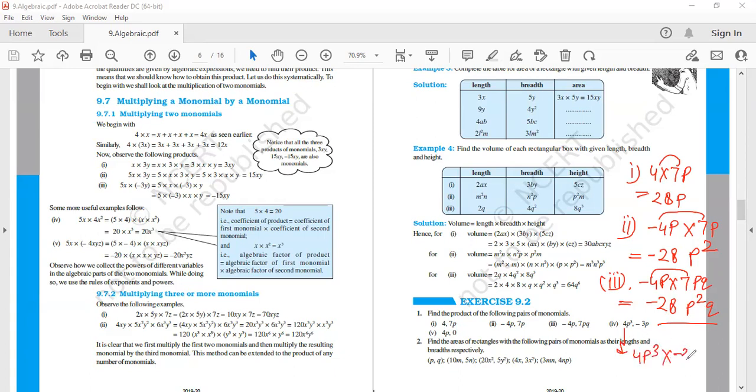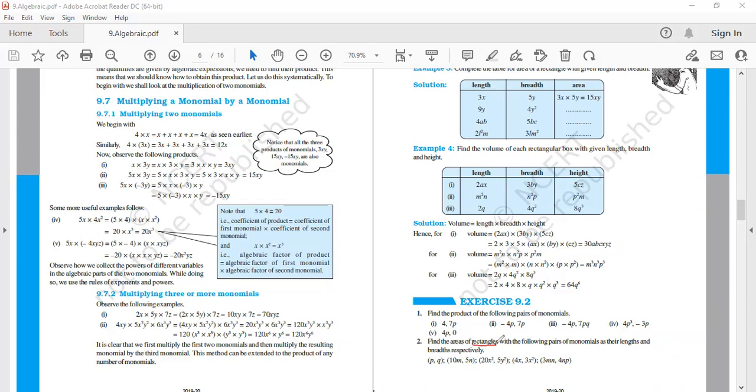And the fourth part: 4p cube into minus 3p. No, not 3p square, only 3p. So 4 3s are 12, but the minus sign is there, so minus 12, p raised to power 3 plus 1, that will give you 4. So these are the answers of the first, second, third, fourth parts. And fifth is also very easy. You know that any number multiplied with 0 will give you 0 back. So these are very easy questions.